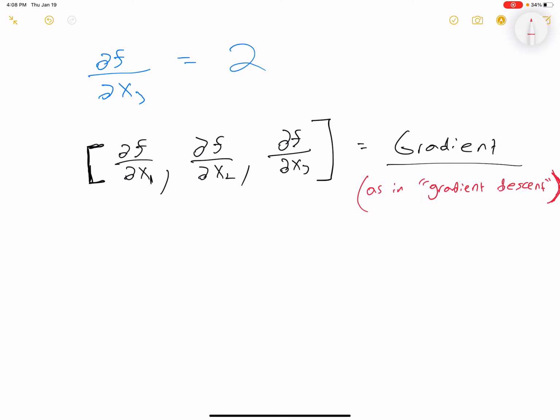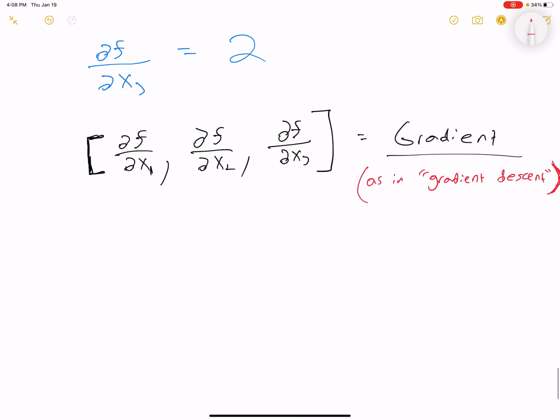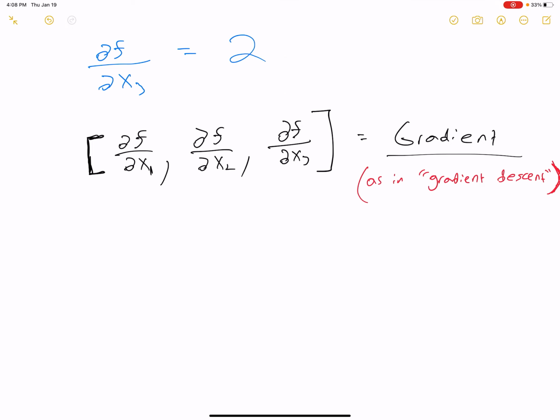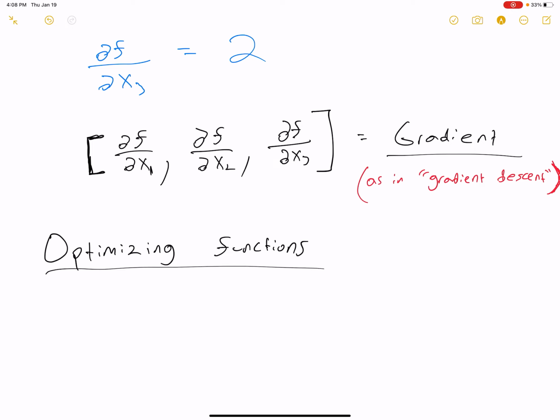So I want to quickly get to how we optimize functions, because now that's going to build up towards gradient descent. And we can use calculus and derivatives to optimize functions. And you learn this in calculus class, so it should also be a review. So optimizing functions.